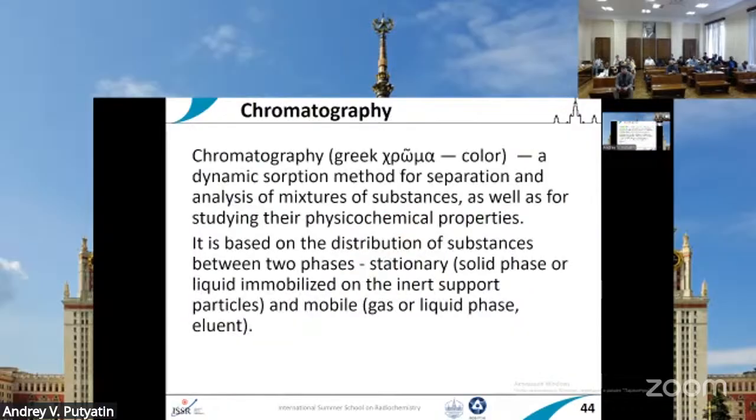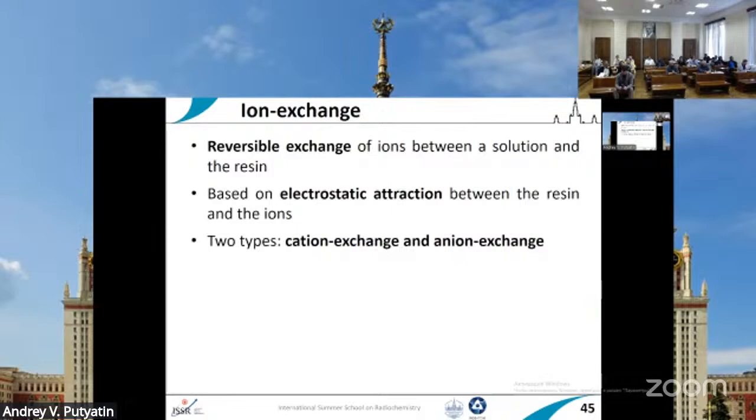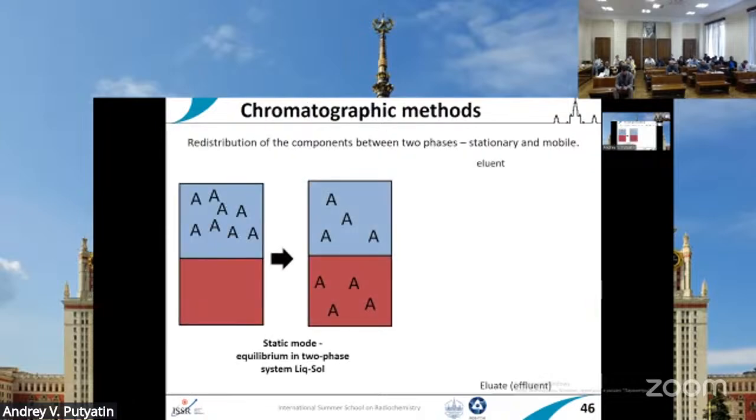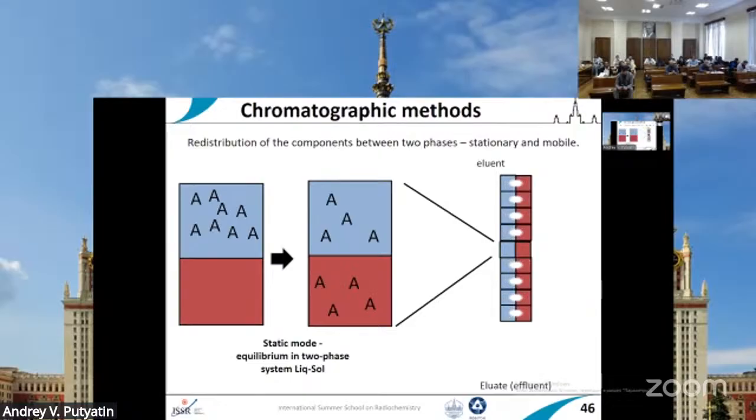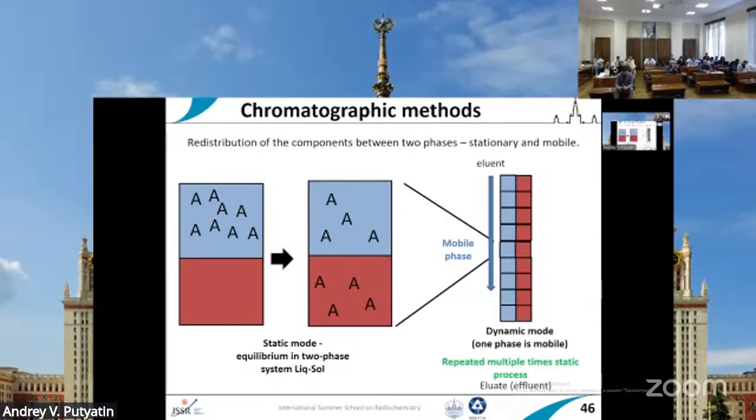Next, chromatography. Chromatography is a dynamic process, so I will show it here. We repeat the same procedure as in extraction mode, but several times, putting our liquid phase through the column with the sorbent. So it is a dynamic process with multiple repetitions of the single step of the separation.